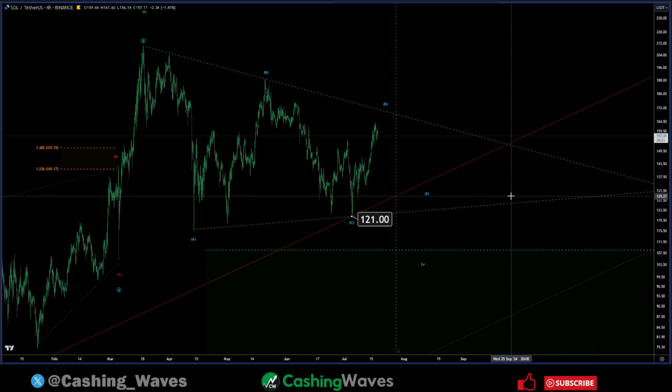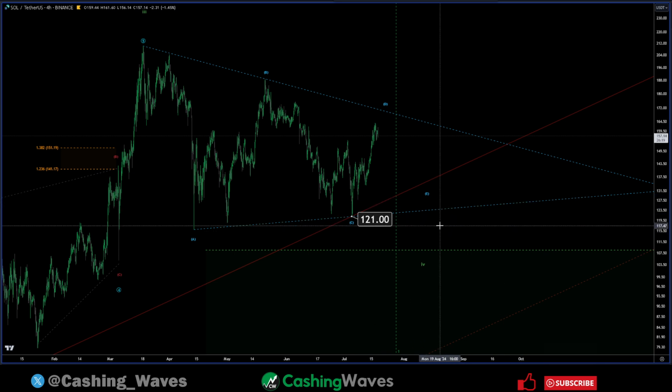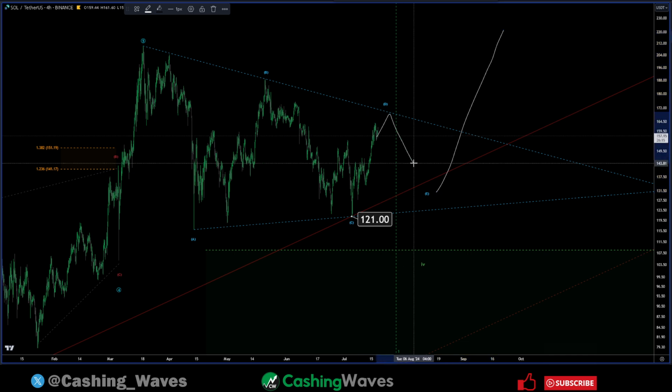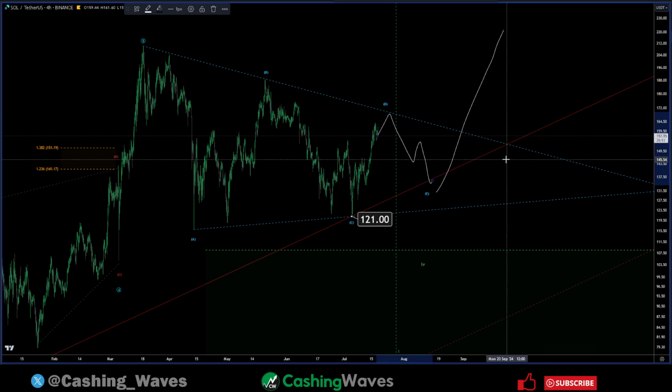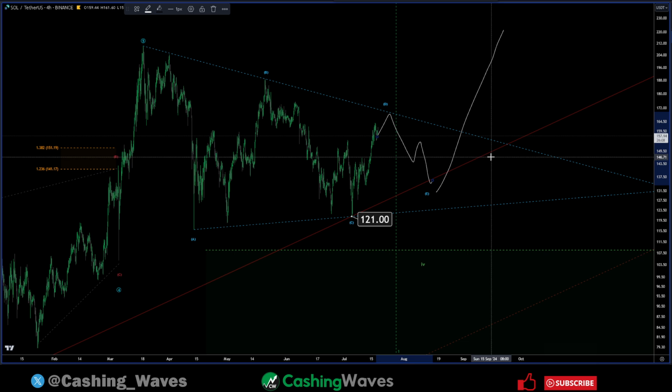Not the nicest symmetry in this triangle, but it is valid. And as long as we stay above 121 before we make new highs in this 3-wave pattern, this would be my primary scenario.